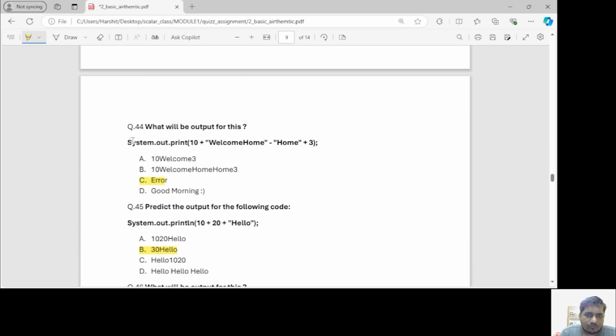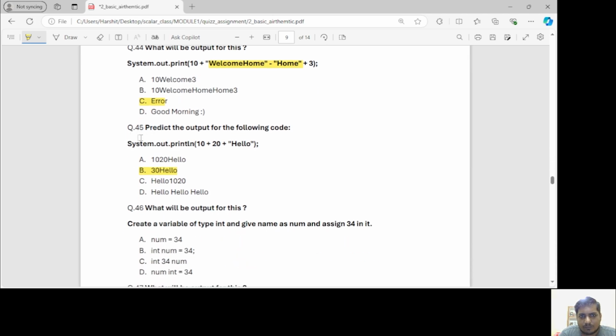Now in question number 44, see the statement very carefully. Here it is "welcome" plus "home", welcome home, minus "home". There is no operation between string minus string, so it gives an error.